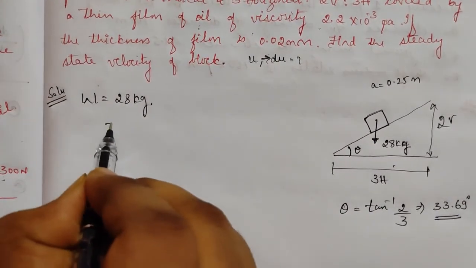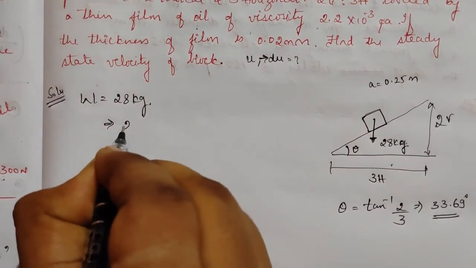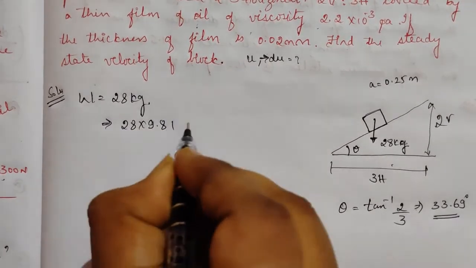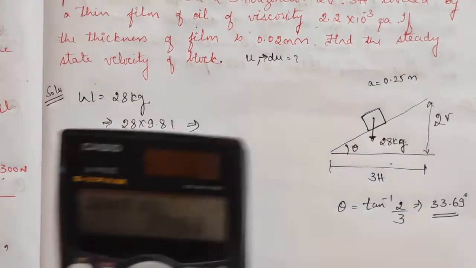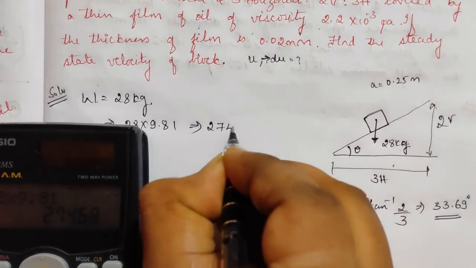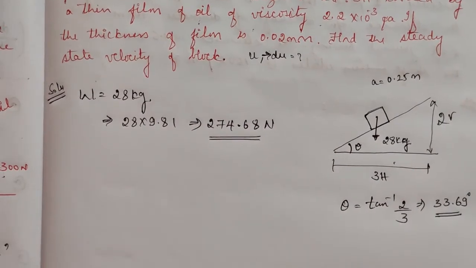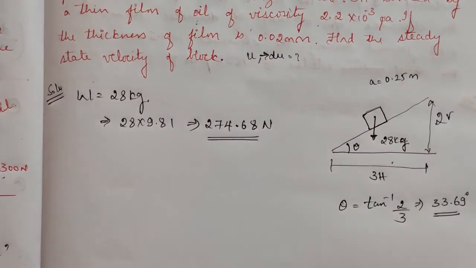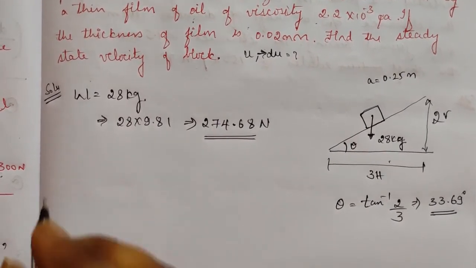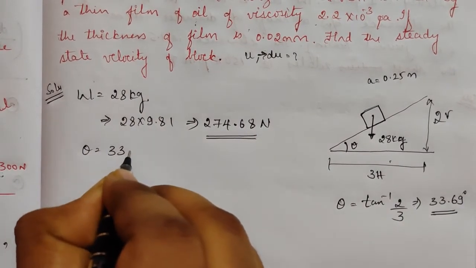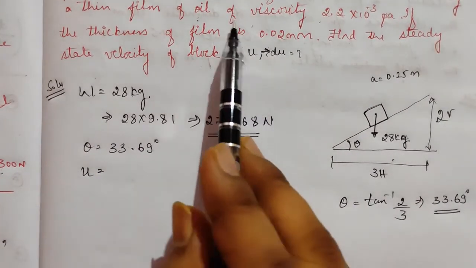Because it is given in kg, I will convert it into Newton. How to convert to Newton? I had already told you. So 28 into 9.81 will give us the value of kg in Newton, that is 274.68. What is that? Newton, because our SI unit should be in Newton and meter per second. That's why we are converting the kg term into Newton. Then theta we got, that is 33.69 degree.